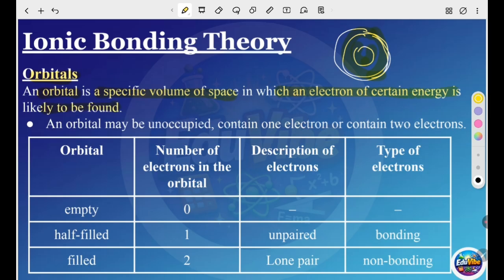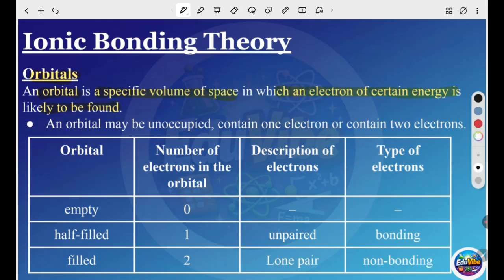On the orbitals we have the electrons, which are negatively charged. There is a volume of space of the orbital where the electrons can be found. An orbital may be unoccupied, contain one electron, or contain two electrons. Sometimes the orbital is not occupied, which means it has zero electrons. Sometimes it has one electron, sometimes two electrons.